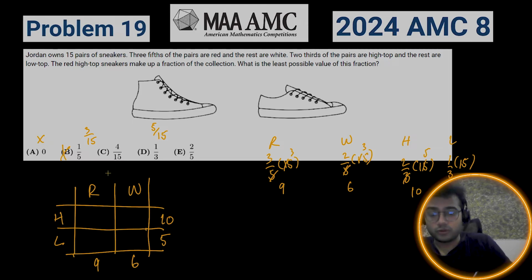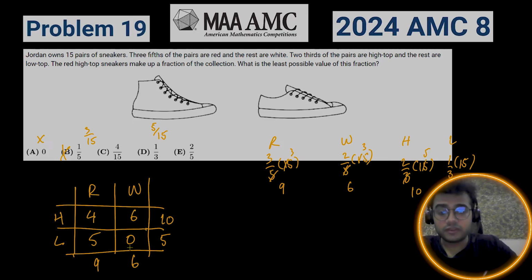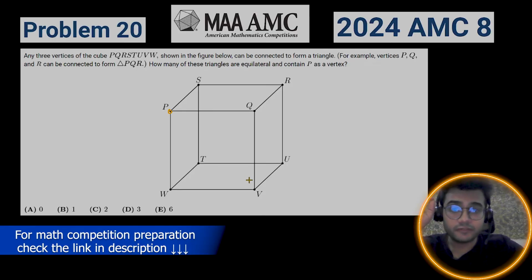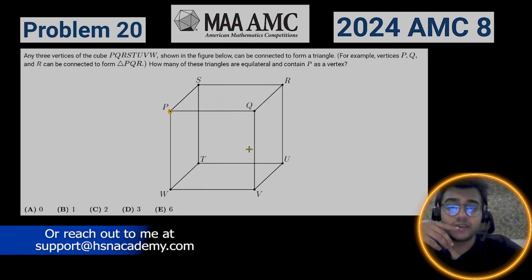Let's try 4. Again, 4 out of 15, so this must be 4. Then this must be 6, this must be 5, and this must be 0. It does satisfy it. All the conditions are satisfied. So that's the smallest fraction that is possible. Of course, others might also work, but this is the smallest one we have so far. So that's the answer.